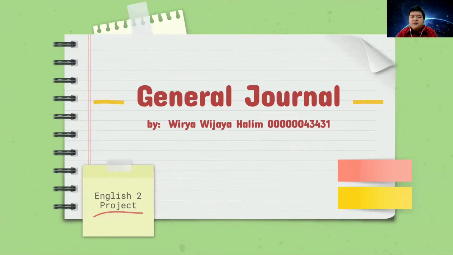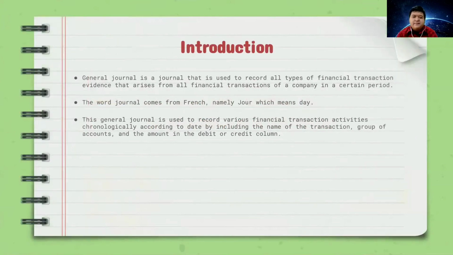Today I want to share about General Journal. The first introduction is General Journal is a journal that is used to record all types of financial transaction evidence that arise from all financial transactions of a company in a certain period. The second, the word journal comes from French, named jour, which means day.